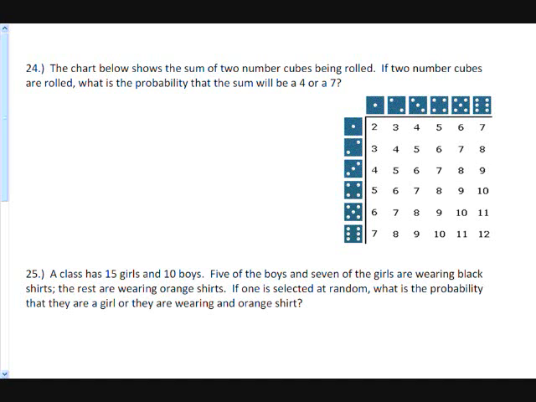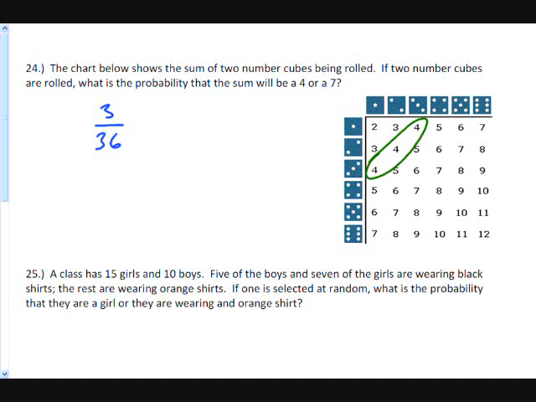All right, so if I look at the 4s, here's the 4s. Those are my possibilities for a 4. It looks like there's 3 of them. So there's 3 ways that I could roll a 4 out of a total. If I look at the total here, there's a total of 36 different things that can happen if I look at all the numbers that are listed. So it's 3 out of 36.